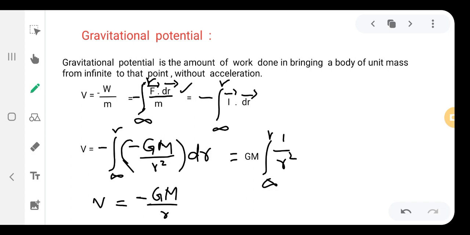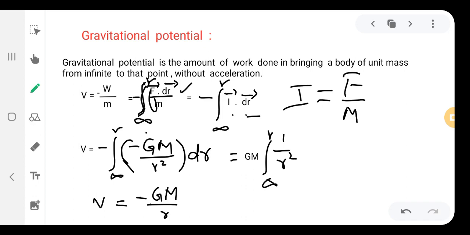That means the body is brought from infinity and placed at a certain point R, and that much work is done to bring the body from infinity to that point. That's why we take the integration from infinity to R of F vector dot dr vector by M. Here F by M is I, the gravitational intensity, force per unit mass. That's why we take minus integration from infinity to R of I vector dot dr.